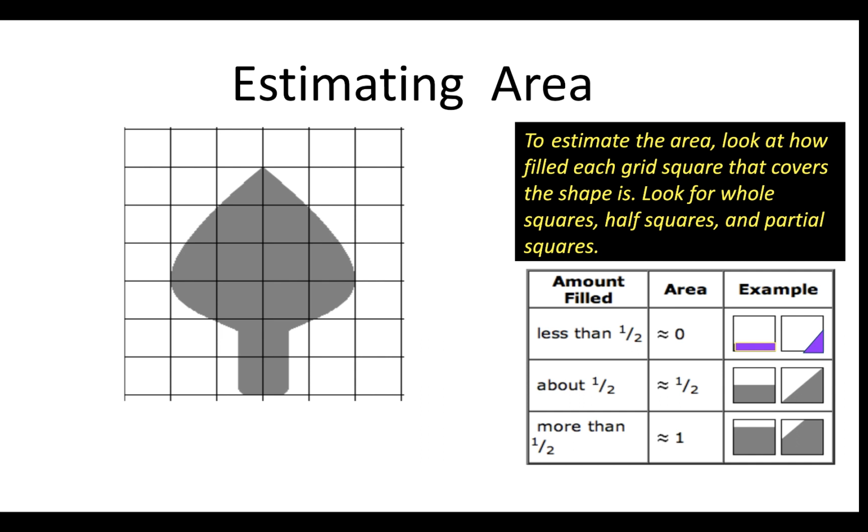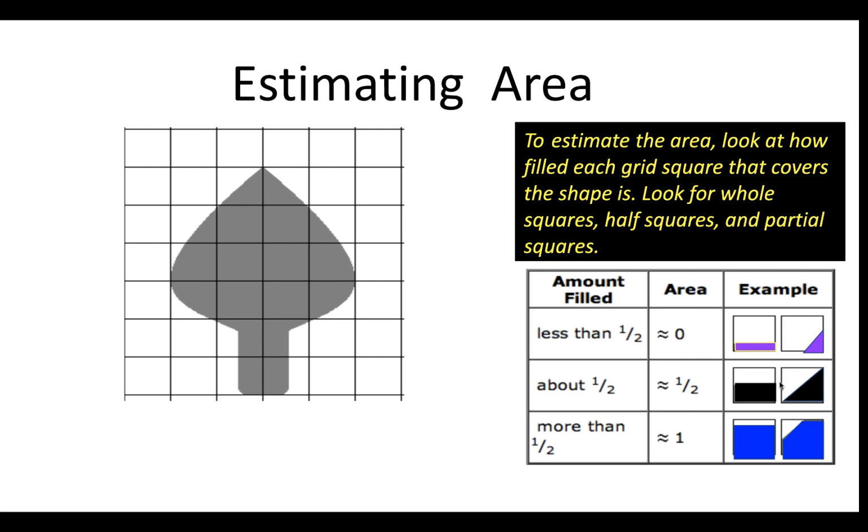If it's about half filled, like you see the two images there, we're going to say it's about half square units. If it's more than half filled, like you can see in the last two examples there, we're going to say it's about 1 square unit. And if it's completely filled, like right here, 6th graders, where my cursor is, we're going to say it has an area of 1 square unit. So we're just going to go from top to bottom on this shape and identify how filled in each grid square is. So looking at this first one here, about how filled in is that?